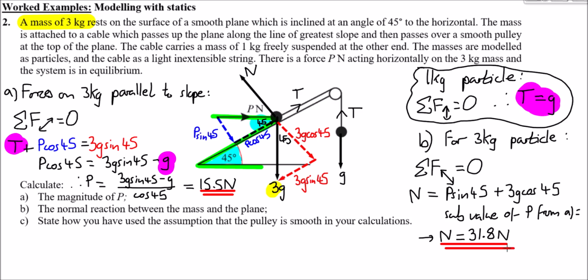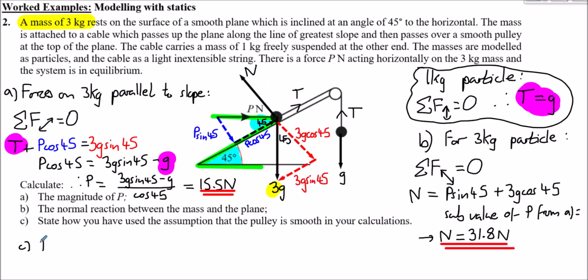One more, just part C. State how we've used the assumption that the pulley is smooth in these calculations. Well, that's a one marker, and because it's smooth, the string can be considered as just one item, just one homogeneous string on that side and that side. So the pulley is not affecting the tension on either side. So the tension of the string will be consistent either side of the pulley.